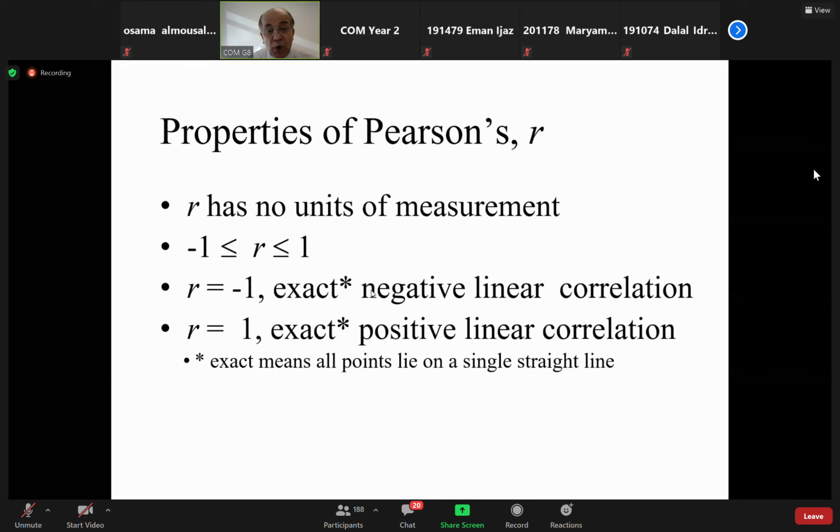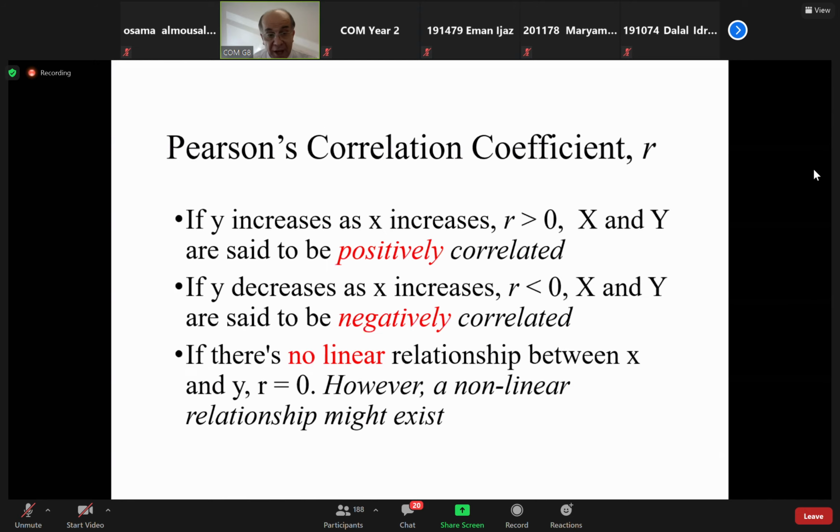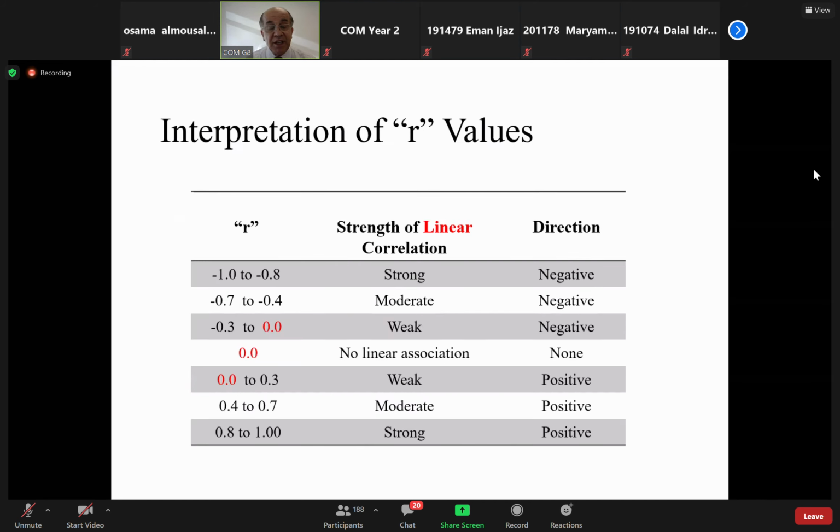If you have -1, you have an exact negative linear correlation. If you have +1, it's an exact positive linear correlation. So one negative and one positive. Exact meaning all the points are on the line. This also explains what I said before, but I tend to give more explanation in the lecture to help you in case you don't understand. Look at this table and see how wonderful this table is.